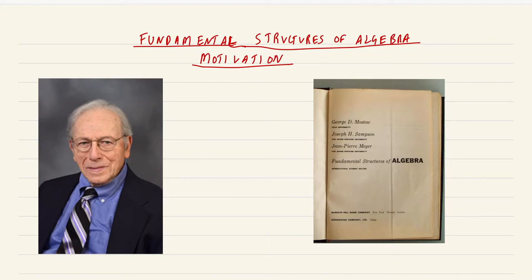On the right, you see a picture of a textbook which has the same title as this course. One of the authors is George Mostow. The other authors are Joseph Sampson and Jean-Pierre Meyer. So as you could have guessed by now, this course is going to be largely based on this textbook. This textbook was written long ago, almost 50 years ago. In fact, almost 60 years ago, correction. And I will be using this textbook largely.